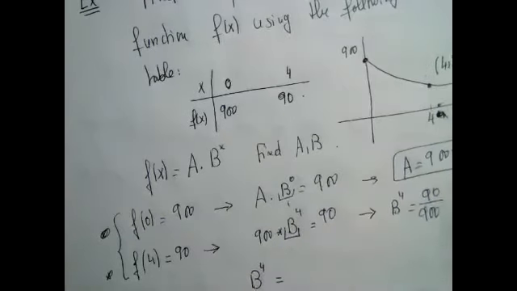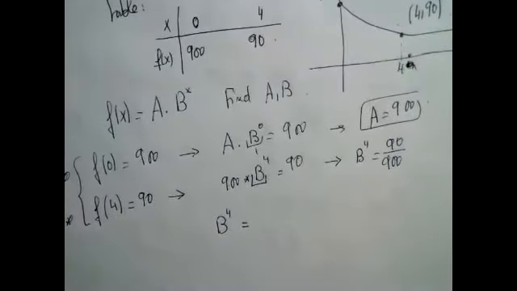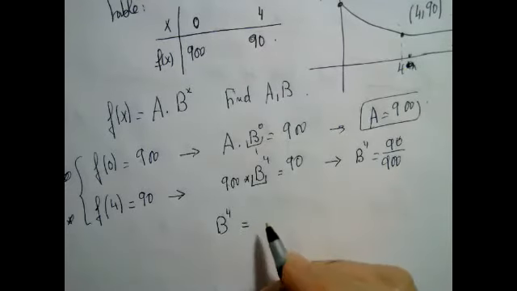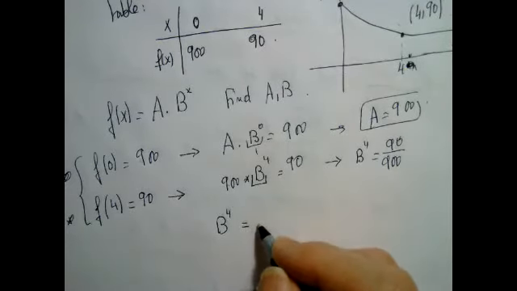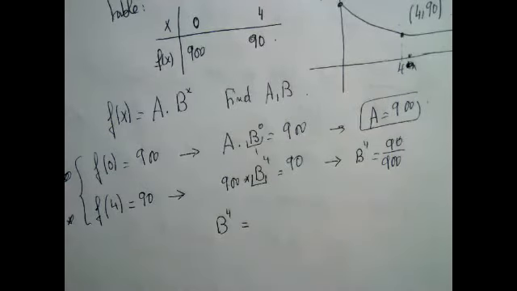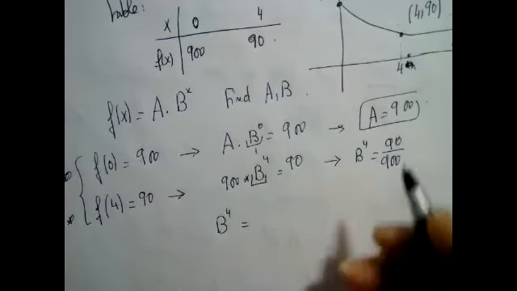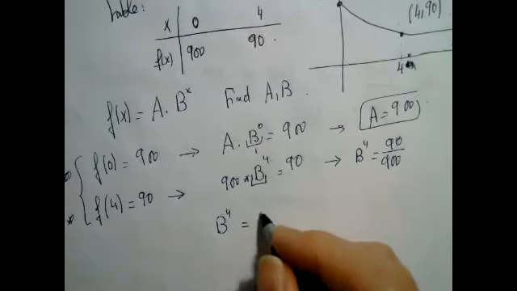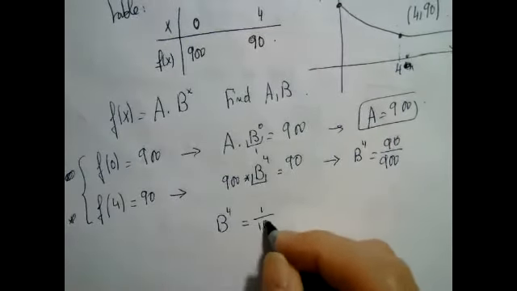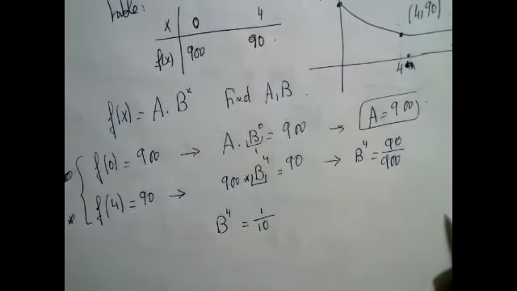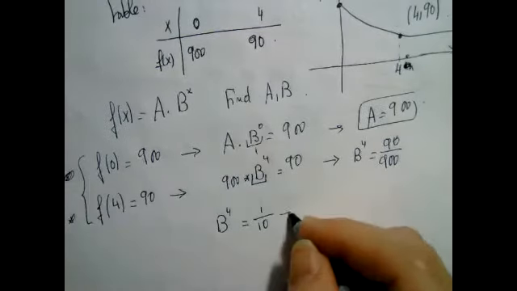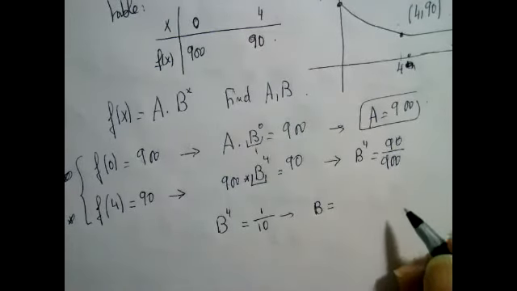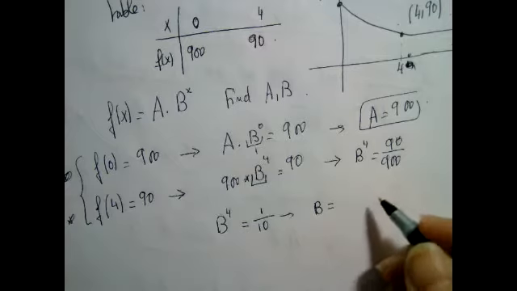So this gives me how much? This gives you 0.562341. No, not yet. B to the 4 is b to the 4, and then you go to the b. So b to the 4 is 1 over 10. Am I right? Okay, yeah. Then b is what? Then b will equal 0.562.